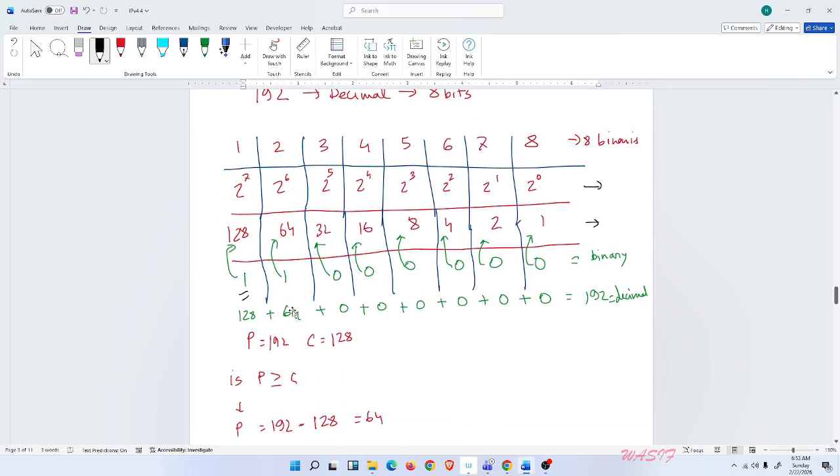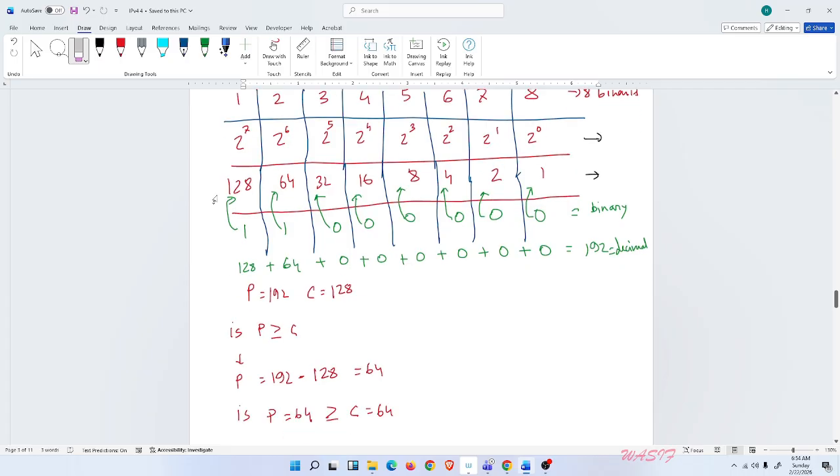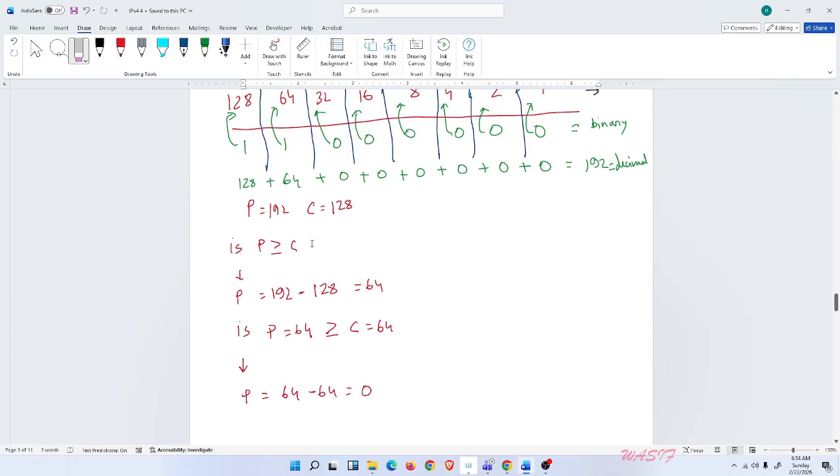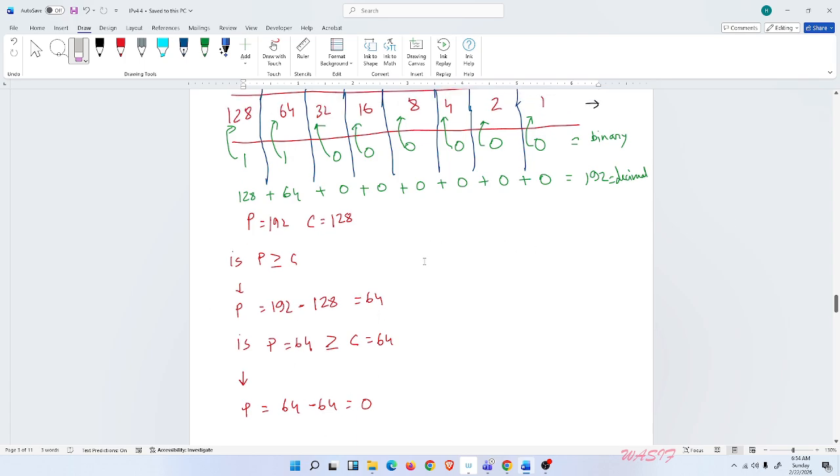Now if you multiply 1 by 128, it is 128, and 1 multiplied by 64 is 64. If you add them up, you will get 192 as decimal. Here you see you did the same comparison, 192 greater than 128, then you get 64, 64 minus 64. Okay, we have already done that over there.